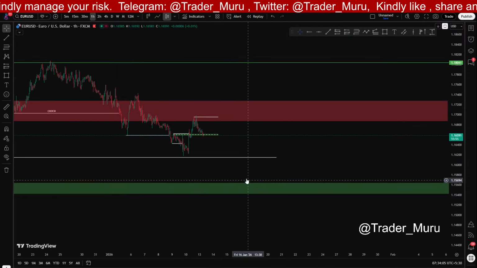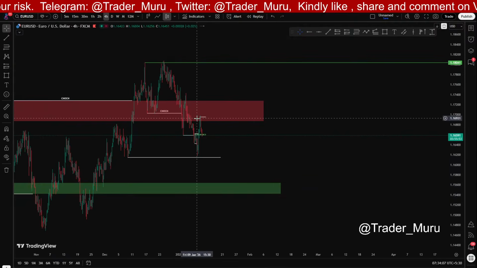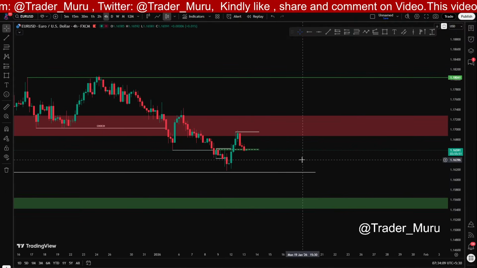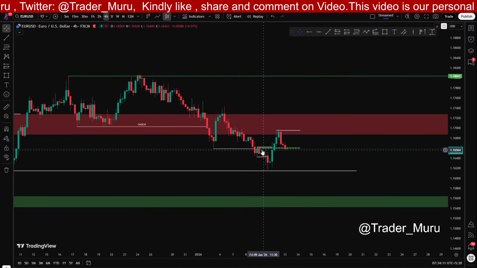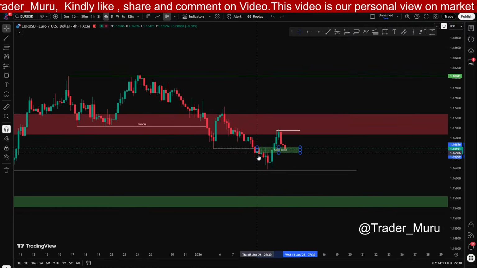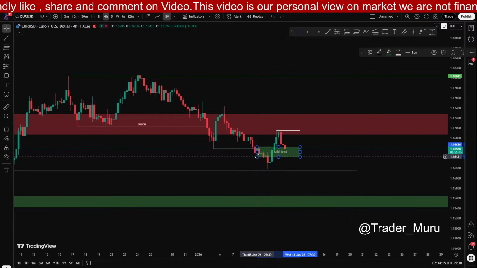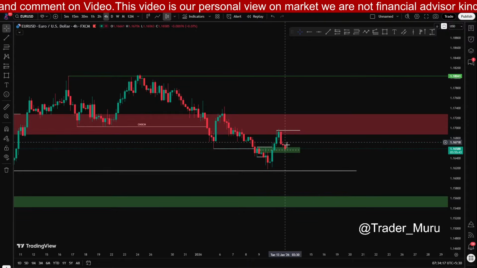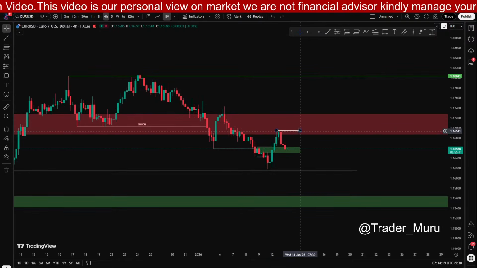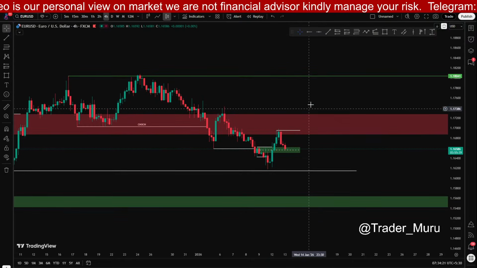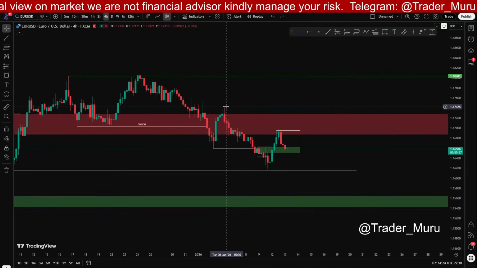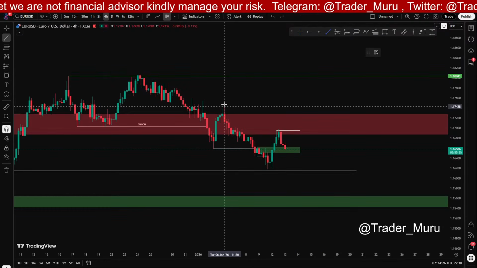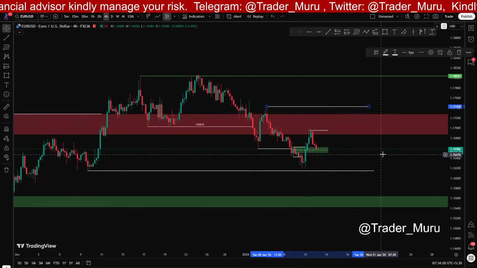According to the 4 hour, it is bearish, but the 1 hour is still bullish. So we will be watching for a risky area for a buy here. If price holds this one and breaks out this high, then it will be a confirmed buy towards this high around 1.7. Till this area, Euro will be bullish.